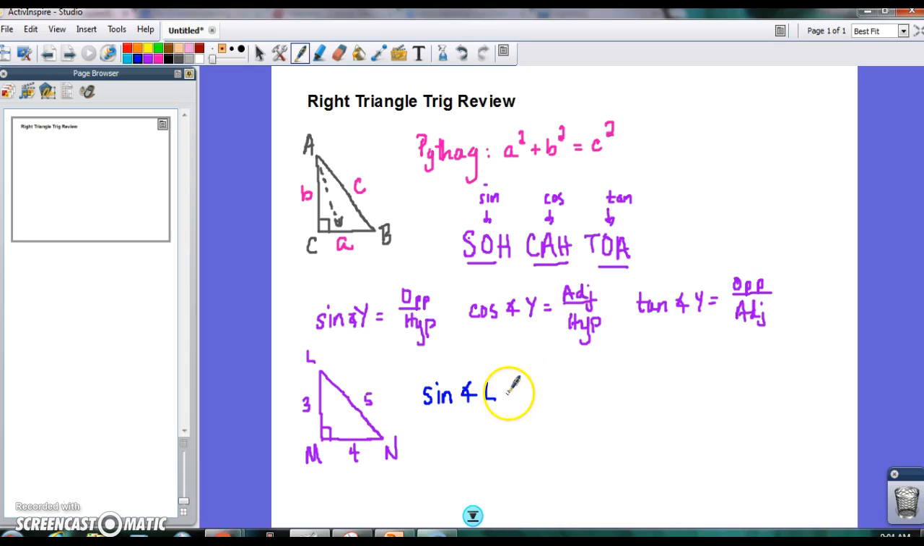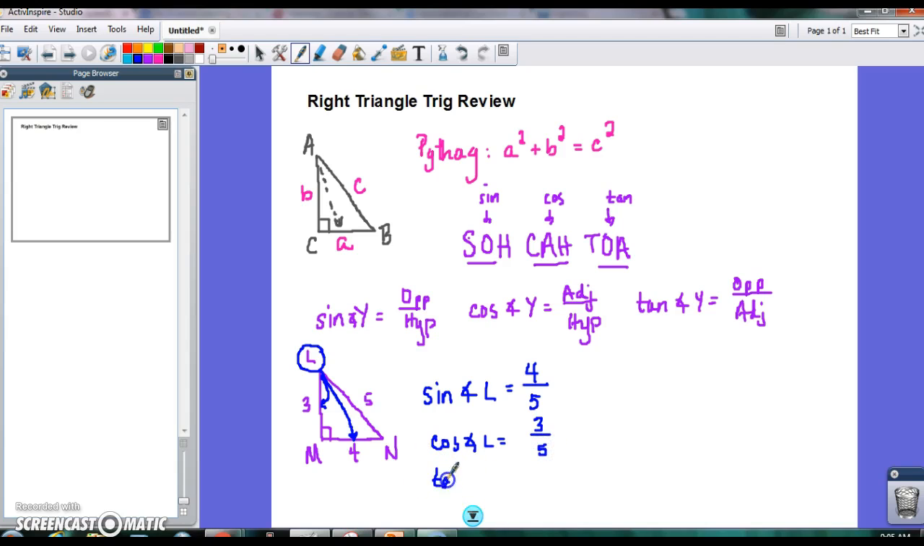If I say the sine of L, in relation to angle L, I'm looking for the opposite side, which is 4, over the hypotenuse, which is always across from your right angle, so that's 5. So the sine of angle L is 4 over 5. The cosine of angle L, in relation to angle L, I'm looking for the adjacent side to angle L, which is 3, over the hypotenuse, which is 5.